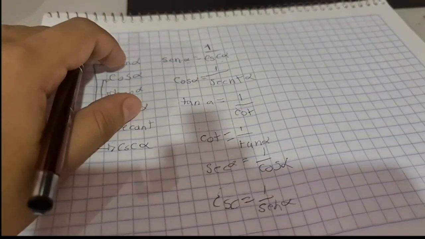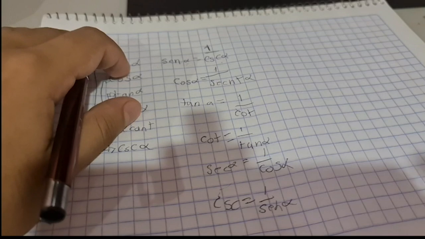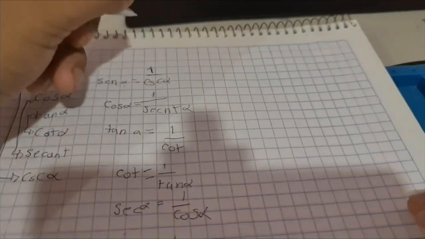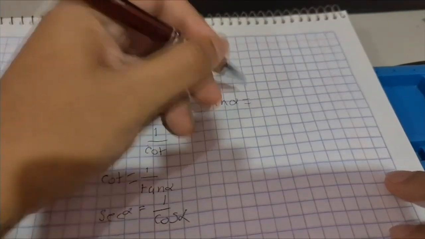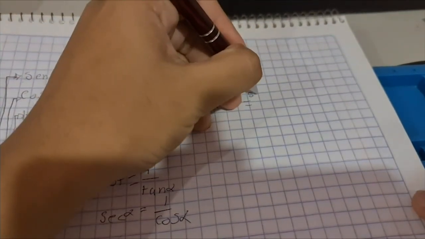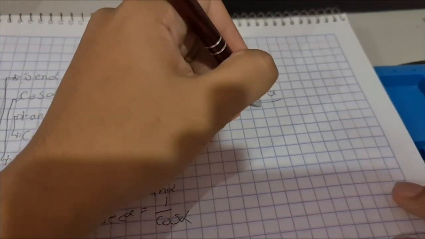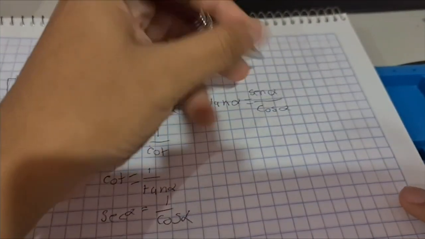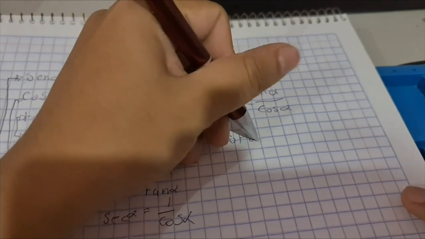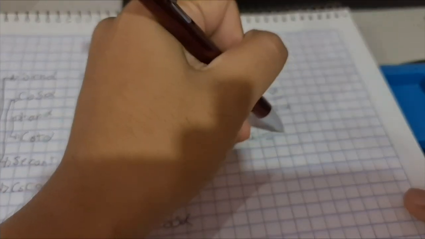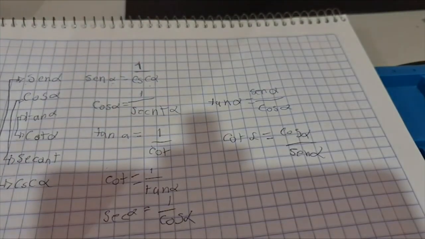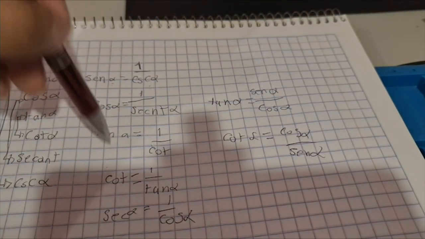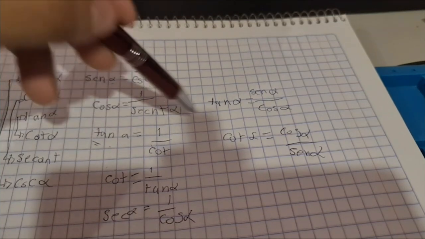Cosecant is 1 in sine. Well, we have two more, and the other two are: tan is equal to sine in cosine, and the cotangent is going to be the reciprocal, so it's going to be cosine in sine. We have two different methods for the tangent and the cotangent.